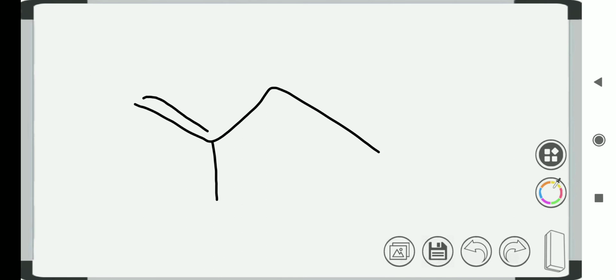Now we are going to see another compound. Imagine it resembles a pentane structure. Now we are going to attach a double bond, followed by a triple bond here. Okay, and we have a halogen atom here.